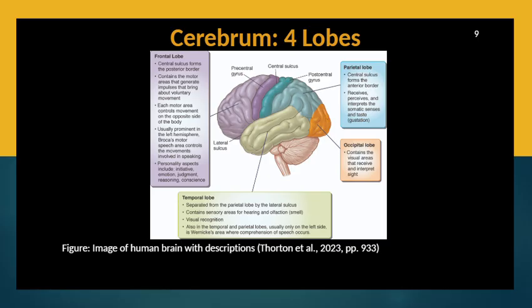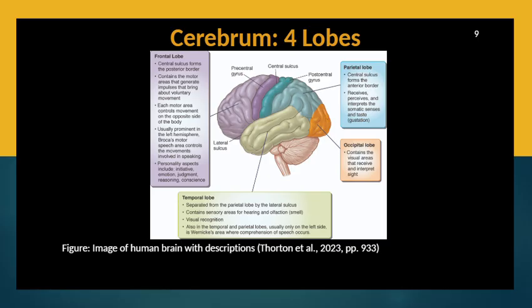Finally, the temporal lobe is located on the sides of the brain, separated from the parietal lobe by the lateral sulcus. The temporal lobe handles hearing, smell, and visual recognition. It is also the home of Wernicke's area, usually on the left side, which allows us to understand spoken language. When Wernicke's area is damaged, patients may speak in long, fluent sentences that lack meaning, and they often do not realize they are not making sense.